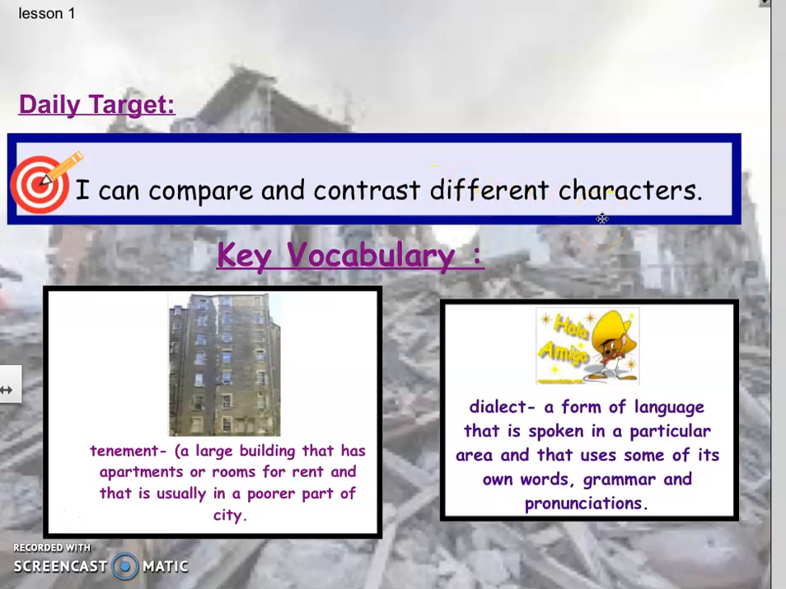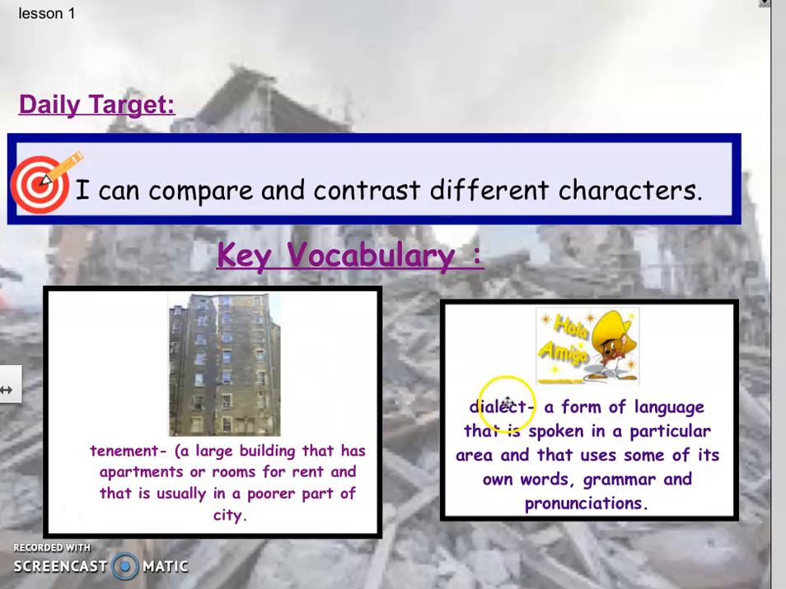When you listened to the story, you heard two vocabulary words. The first vocabulary word was tenement. A tenement is a large building that has apartments or rooms for rent that is usually in a poorer part of the city. This is an example of a tenement.